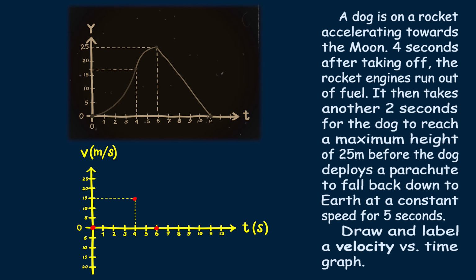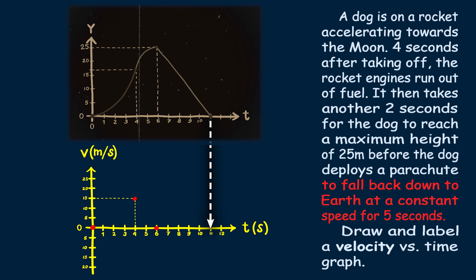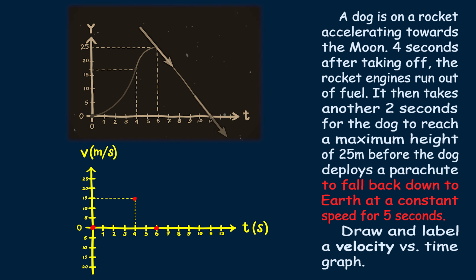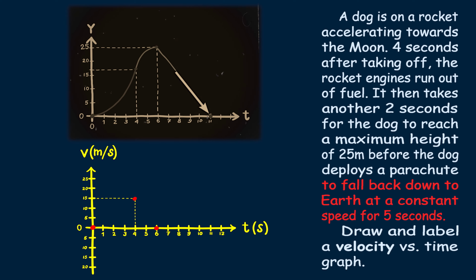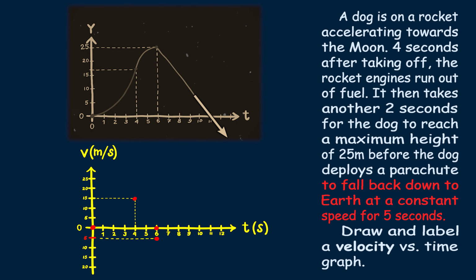If we look just past t equals 6 until our final time point at t equals 11, when the dog reaches the ground, we notice that the slope of our position graph here is negative. And even more so, it's the same slope all the way from t equals 6 to t equals 11. So here the slope is negative 5, and on our velocity graph right past t equals 6, we're going to put a dot at v equals negative 5, and another dot at v equals negative 5 when t equals 11.